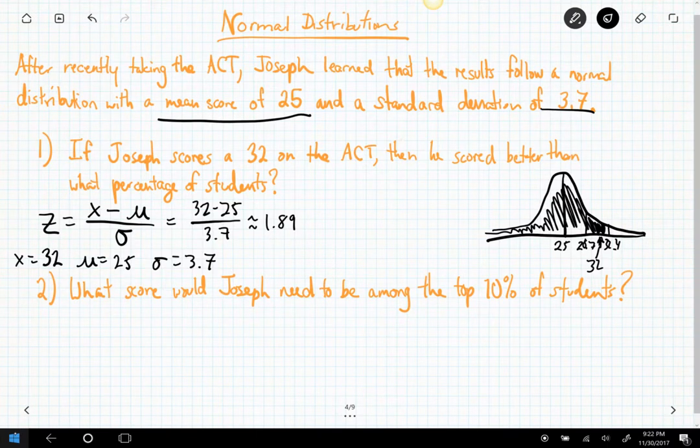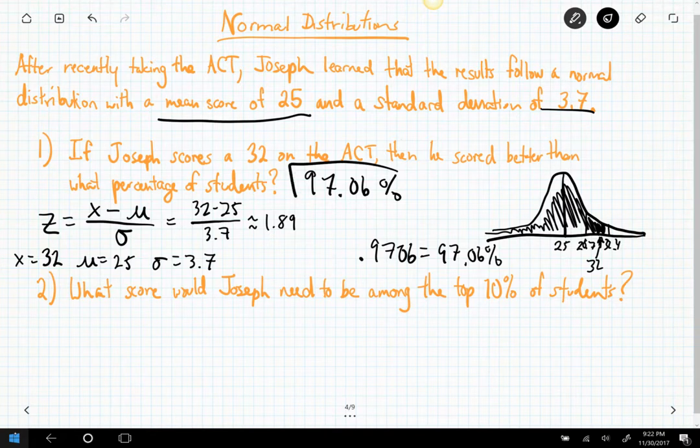So what percentage? Well, 0.9706 is the value, but turning that to a percentage is 97.06%. That's a pretty gosh darn good score on the ACT for 97.06%.